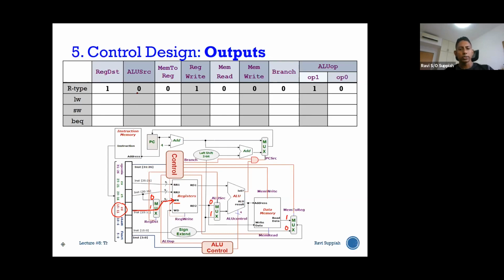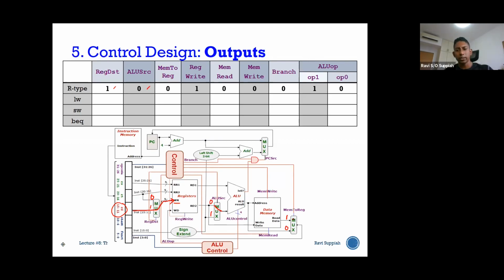ALU source is selecting between the register data or the immediate value. So for R type there is no immediate value. So what you will get is this 0 is what we want to channel through. So that's why it is 0. So we looked at this, we looked at this.